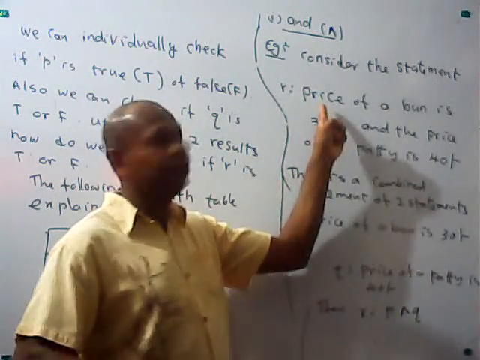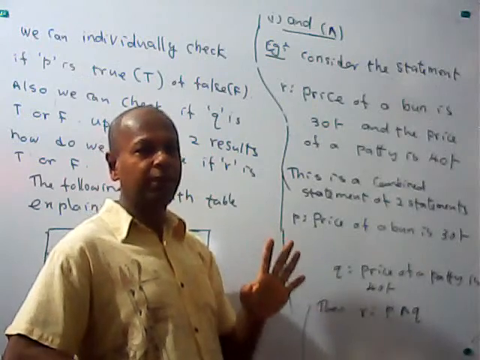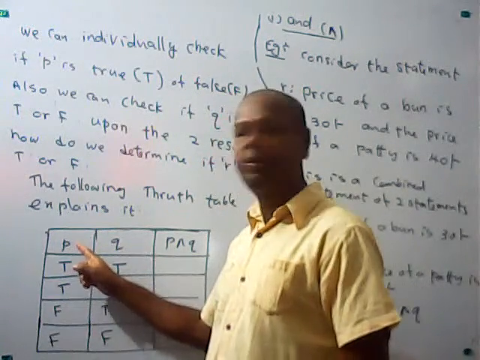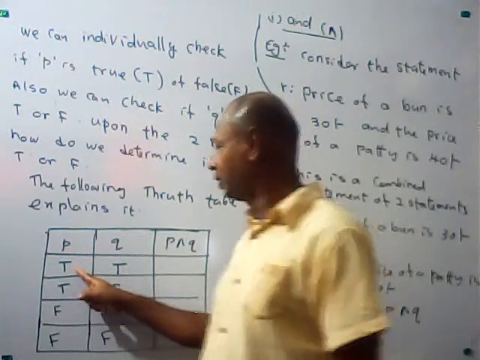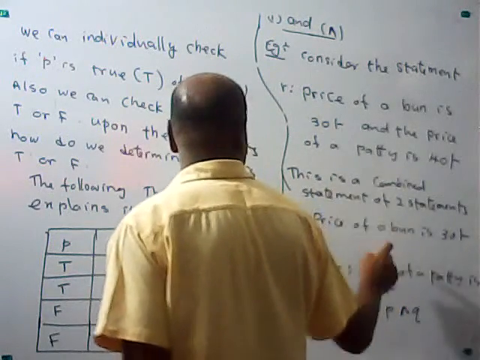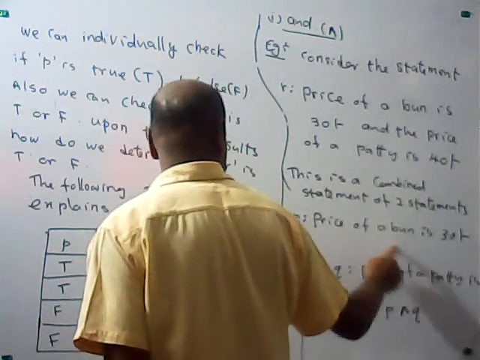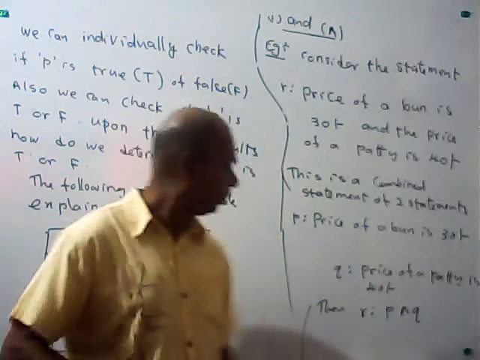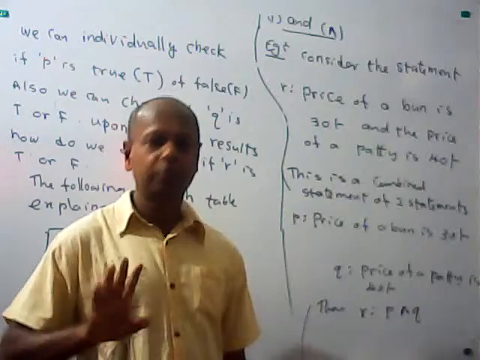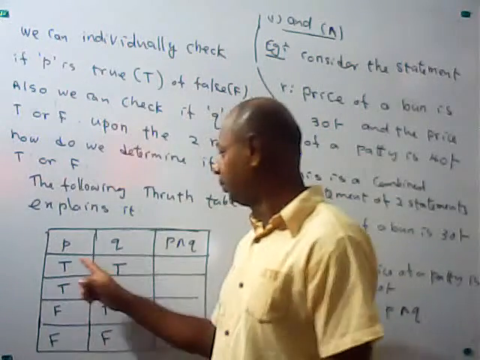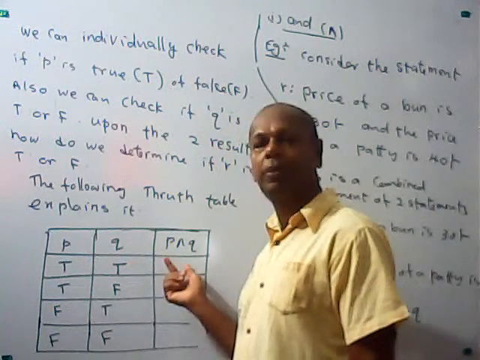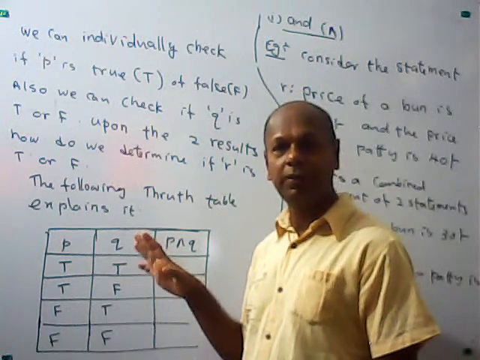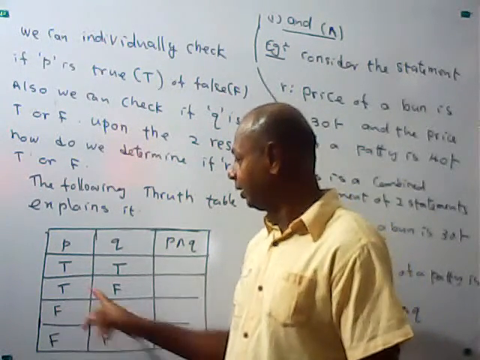So we find that in the first case, the price of a bun is exactly 30 rupees. That is, P is true. And the price of a patty is exactly 40 rupees, so Q is also true, right? P is true, Q is true. Then what about the statement R?